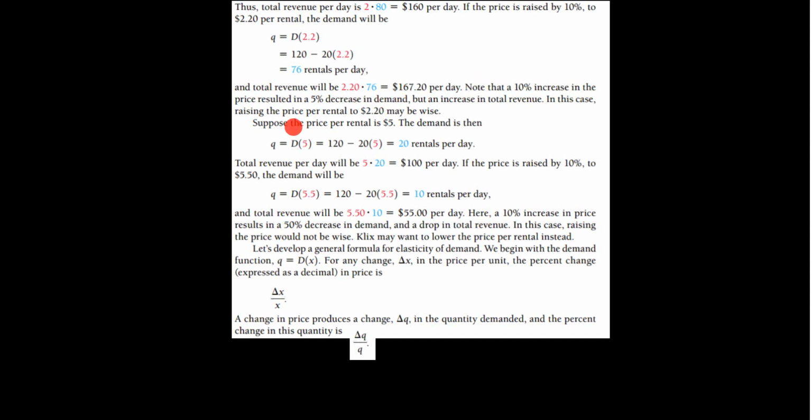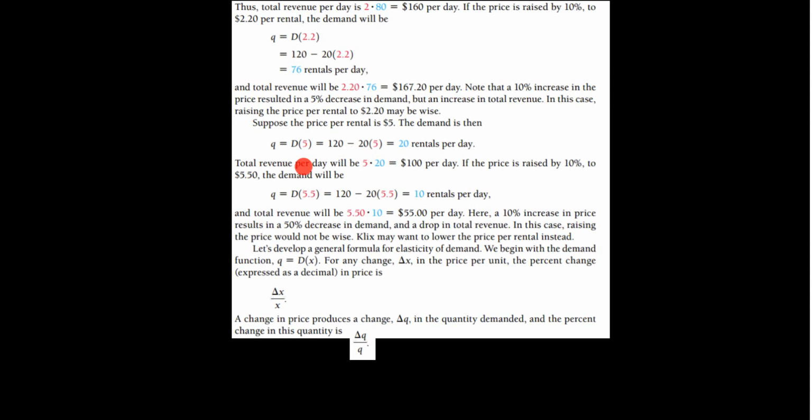So now let's suppose that we raise the price to rent up to $5, right? And then the demand, so we put 5 in for x. We're looking at 120 minus 100, and it's 20 rentals per day. So substantially fewer rentals per day compared to when we charge $2 and compared to when we charge $2.20.